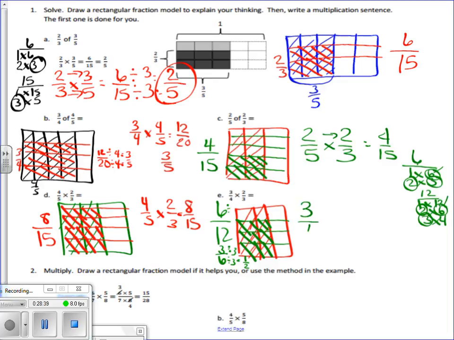3 times 4, 3 times 4, 3/4 times 2/3. 3 times 2 is 6, 4 times 3 is 12, same thing. If I simply go ahead and simplify by 6, I'm done. 1/2. Rather than having to simplify twice.